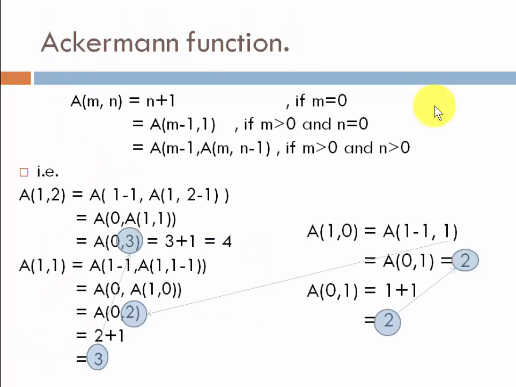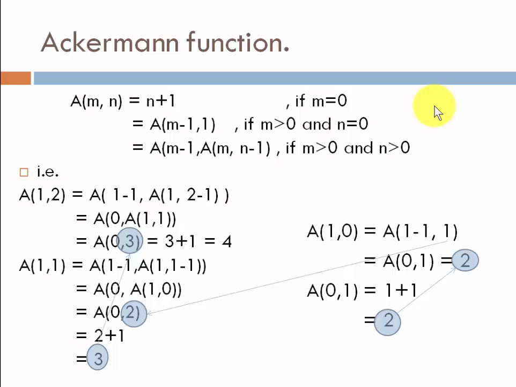Second is the Ackermann function. Here it is representing a recursive function definition for the same, and also here is an illustration for a of 1 comma 2. For that, how it is evaluating value for the same. Here as you can see, a of 1 comma 2 requires you to generate 3 additional recursive calls, that is a of 1 1, second is a of 1 0, and third is a of 0 1.